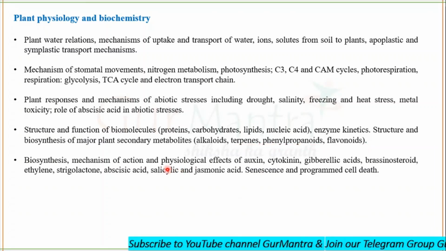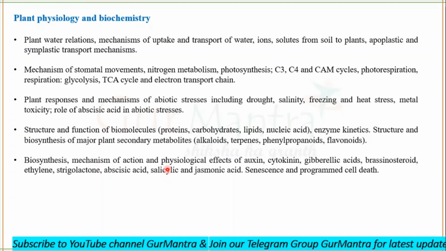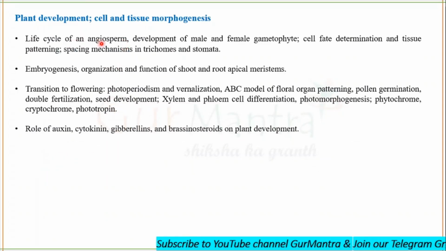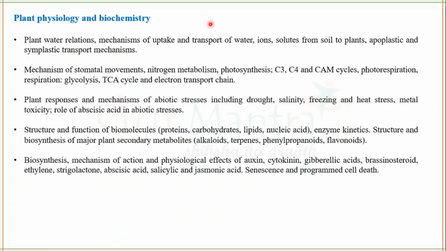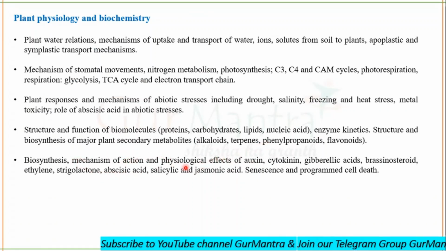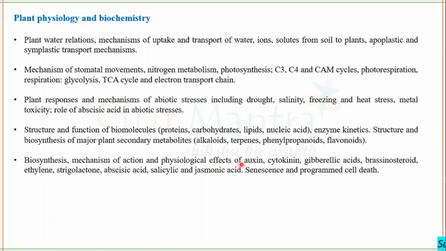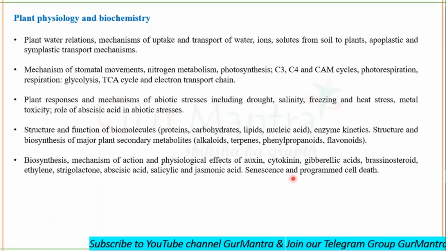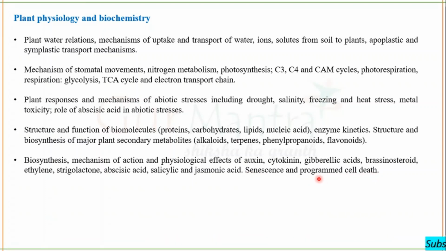And we just saw that the plant growth regulator has already been mentioned under the plant development and cell and tissue morphogenesis topic, but we are also going to cover it under plant physiology. Here we will be seeing the biosynthesis, mechanism of action, and physiological effects of these plant growth regulators. Okay, we'll also be studying salicylic and jasmonic acid and senescence and programmed cell death. Programmed cell death is also known as apoptosis.